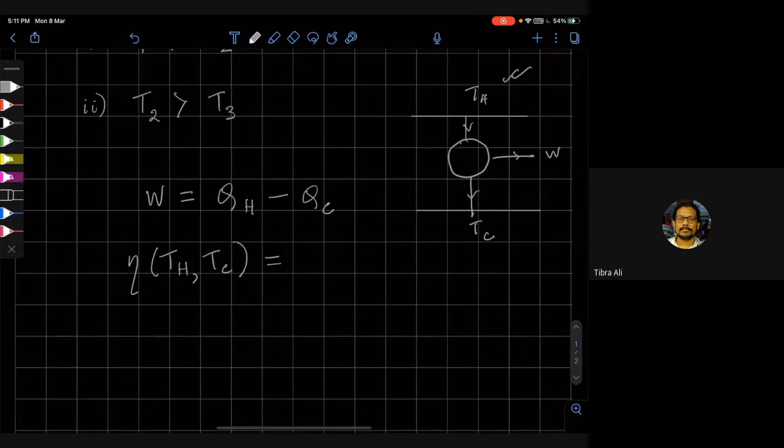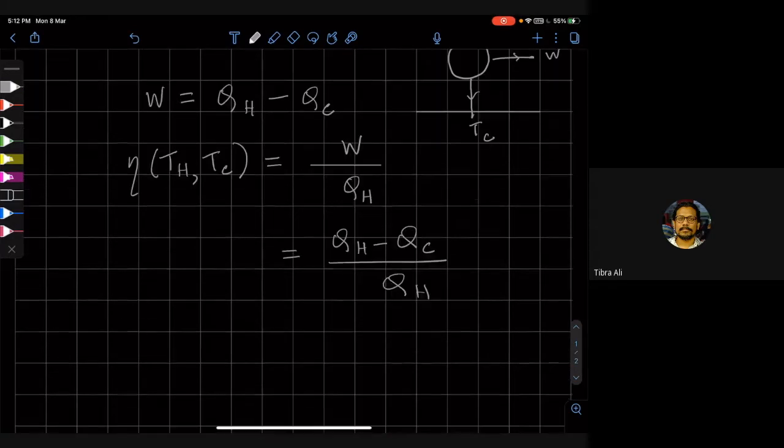And the efficiency was defined to be how much of the heat that is absorbed from the higher temperature reservoir is converted to work. And that is given by QH minus QC divided by QH. So this is the efficiency of a Carnot engine.